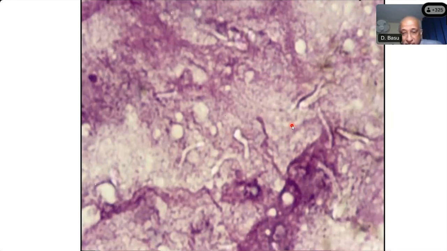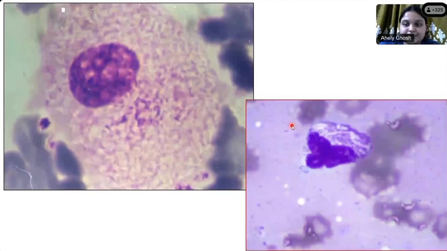GMS stain could be done. No, between PAS and AFB, which one would you prefer? PAS, because of the filaments. PAS stain. Okay. I'll show you some more pictures.